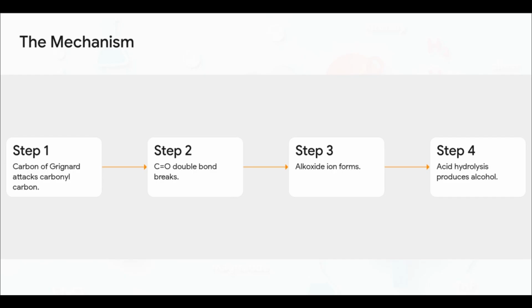Then, in step 2, to make room for this new bond, the carbon-oxygen double bond breaks, pushing the electrons up onto the oxygen atom. This leads us directly into step 3, the formation of an intermediate called an alkoxide ion, where the oxygen now has a negative charge partnered up with our magnesium halide ion. Finally, in step 4, we perform acid hydrolysis to turn that alkoxide ion into our final desired alcohol product.